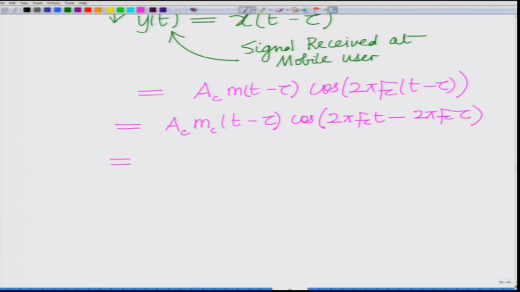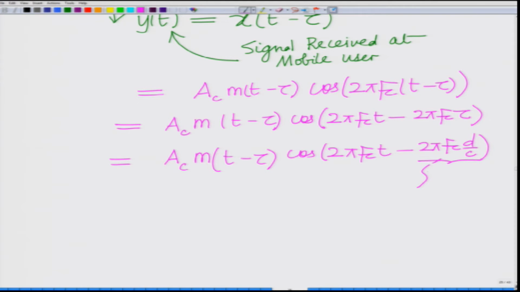Now, substituting τ equal to d over c, this is A_c m(t − τ) cosine(2π f_c t − 2π f_c τ). Now substitute for this τ as d by c. You can see this is the phase offset φ, which is basically equal to the phase offset.